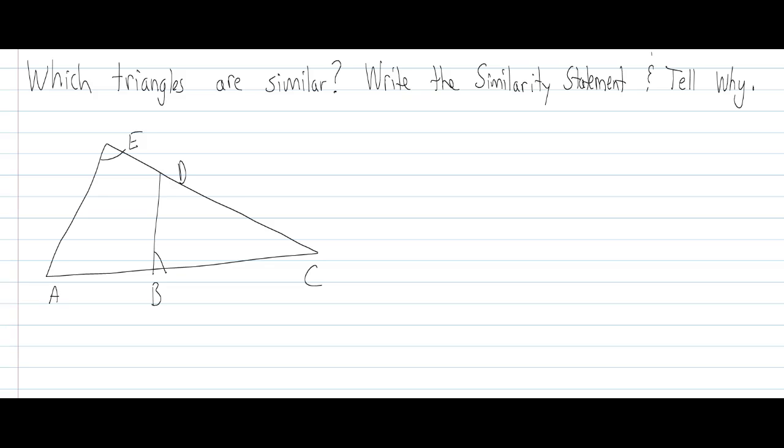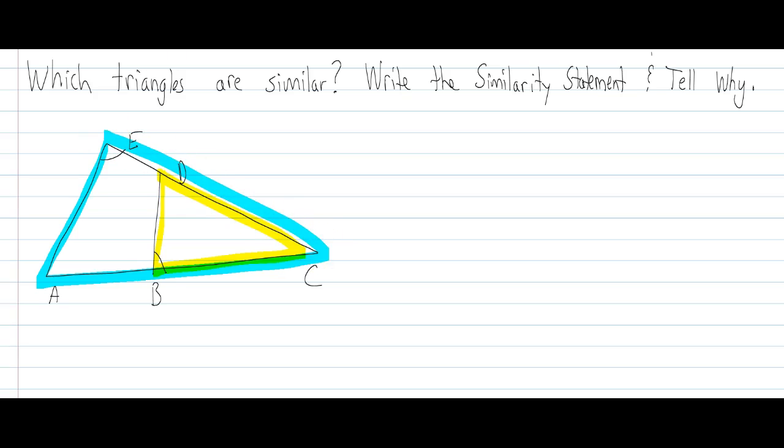Write the similarity statement and then tell why they're similar to each other. So I see two different triangles here. We have this triangle that I'm highlighting in yellow, as well as this triangle that's being highlighted in turquoise. And what I see between those two triangles is that we have one pair of corresponding angles congruent, and that by itself isn't enough. However, they both have angle C as one of their angles.